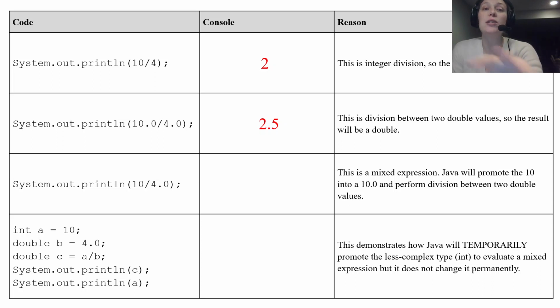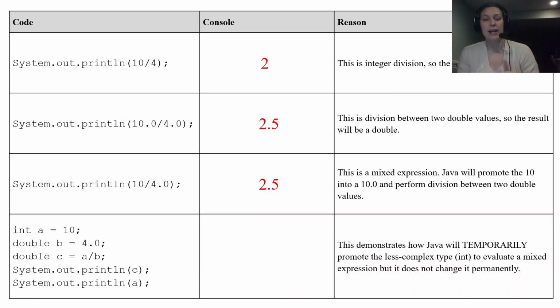Now, the next line, you see we have the mixed expression. 10 is an integer divided by 4.0. Okay, so integer divided by a double. This mixed expression here, and I have the reason over here, Java will temporarily promote the 10 into a double. Okay, and then perform the division between the 2 double values. And the result is a double value as well, 2.5. Okay.